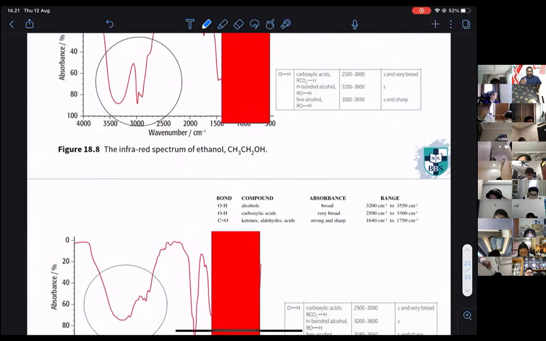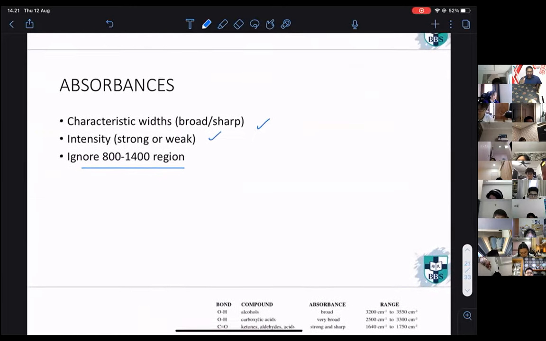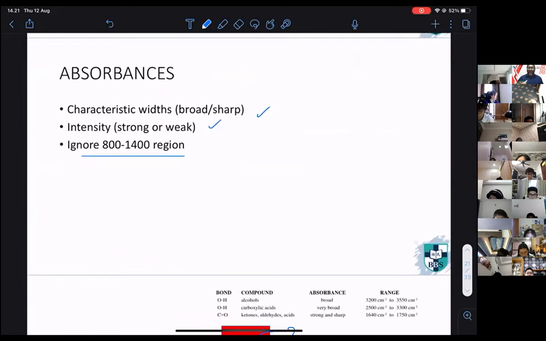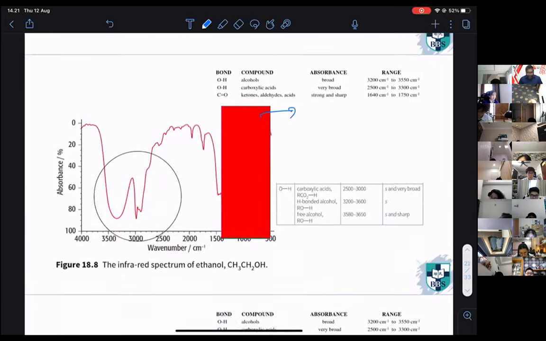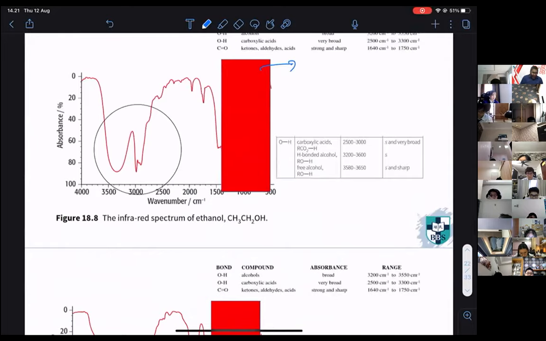Now, the second thing that I need to look at is three numbers. Even some of you would have forgotten. Three numbers: 3,400, 3,000, and 1750. You must remember three numbers: 3,400, 3,000, and 1750. Now, if you use the number over there, this is going to be 3,400.